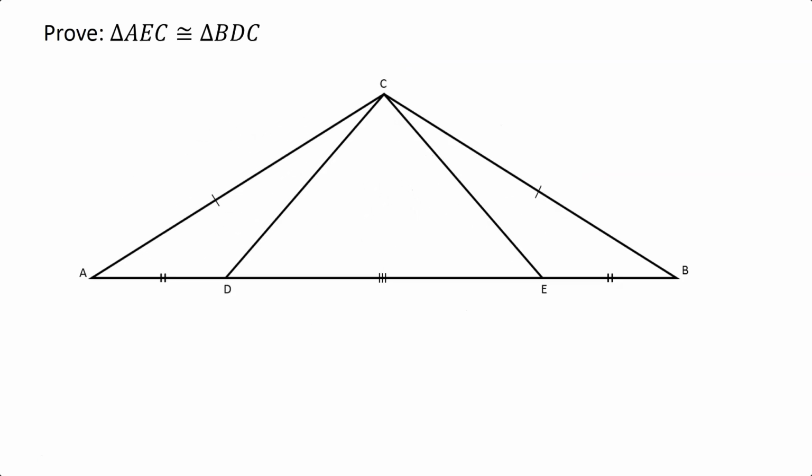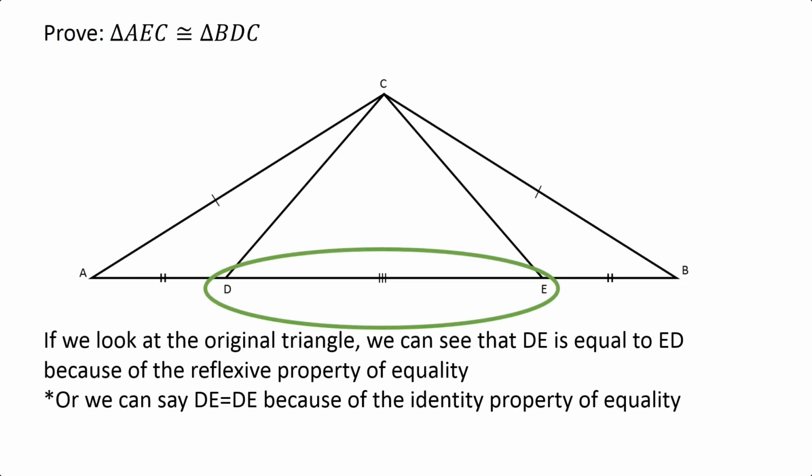Now we need to go back to the original triangle. And if you'll see, I've circled that DE is congruent to itself. And we can state this as DE is equal to ED or DE is equal to DE.